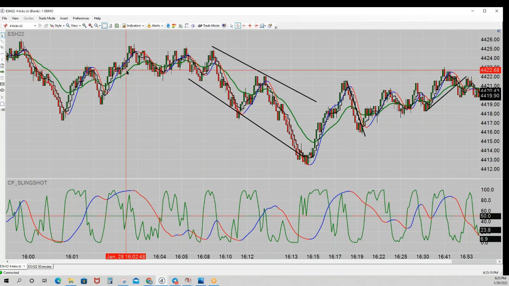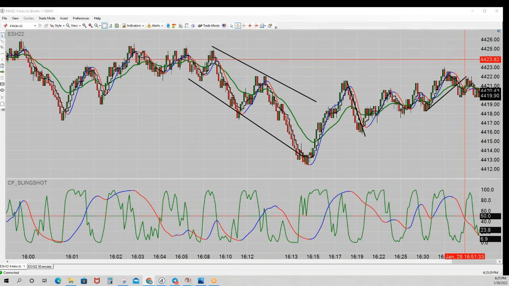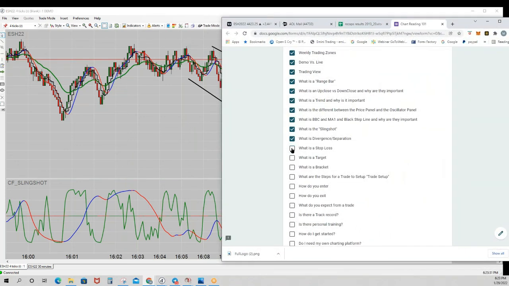But as soon as price gets up to this level right here, 2 things have happened. 1, it's gone 4 ticks into profit, and 2, it's closed above the MA1. So my stop would automatically go to break even. So at this point, I don't have any risk on the trade anymore, and I'm just waiting to see it go up here. Okay, that is what the stop loss is. Check that one off my list.